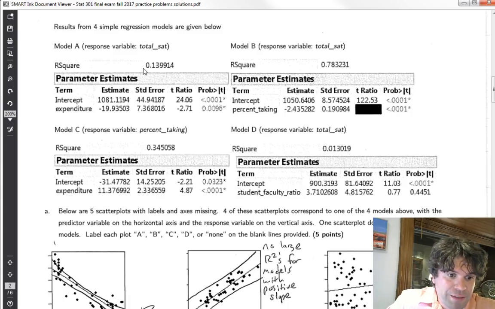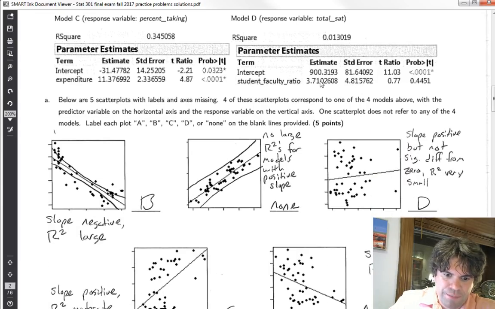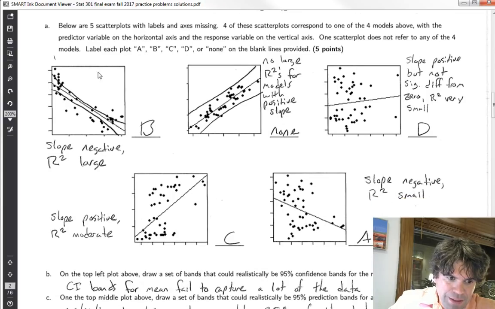So this value of R squared is 0.14. This one is 0.78. So the R squared is a lot bigger in Model B than it is in Model A. Don't be fooled by the fact that the slope is larger for Model A than it is for Model B. That doesn't mean anything. These are different variables in different units, expenditure versus percent taking. The key is the R squared. So this has to be the large R squared. This has to be the small R squared.